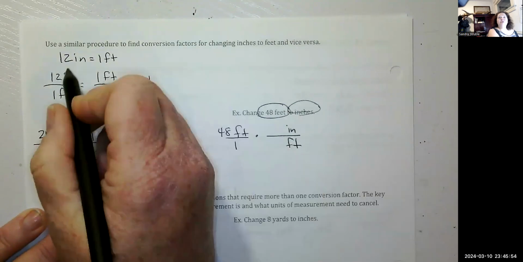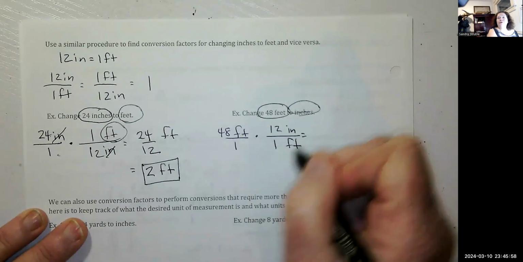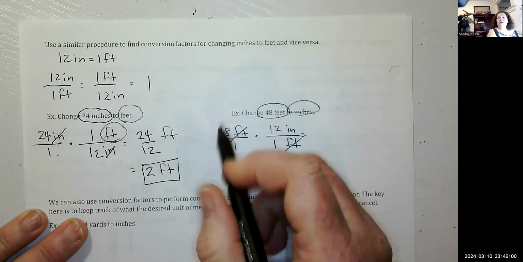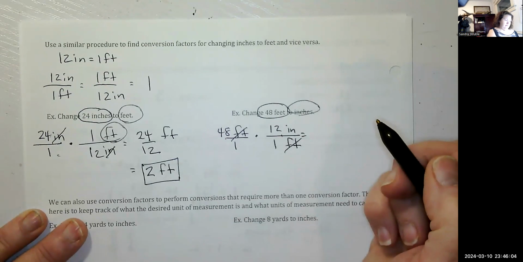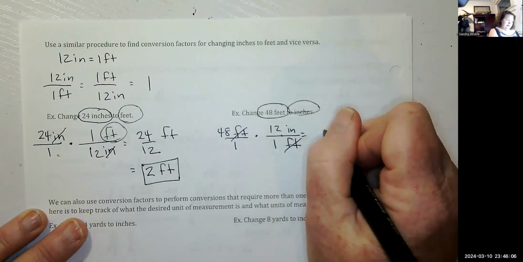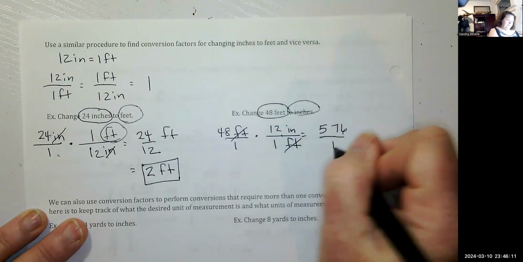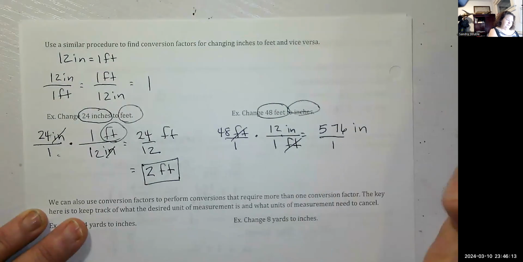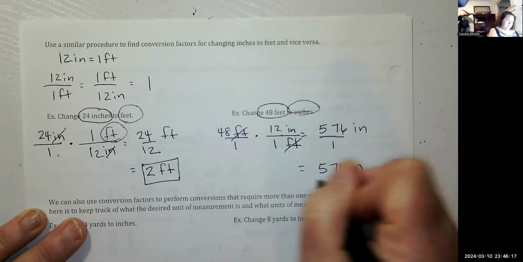Now I plug in my numbers. 12 inches is 1 foot. Multiplying straight across, my feet are now gone. 48 times 12. That's going to be big. 576. And then 1 times 1 is 1. And this is inches. So dividing that, it's 576 inches.